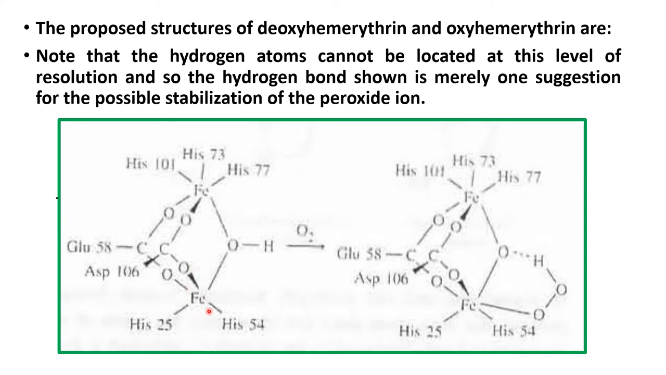So here the iron atom's coordination number is 5, whereas the second iron atom's coordination number is 6, which binds oxygen. In this case, the 5-coordinated iron atom coordinates dioxygen, with the oxygen attached to the hydroxyl group here. Okay, so the hydrogen bond shown is merely one suggestion for the possible stabilization of the peroxide ion.